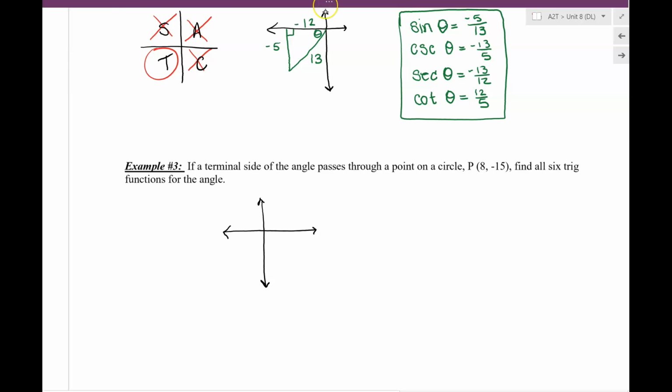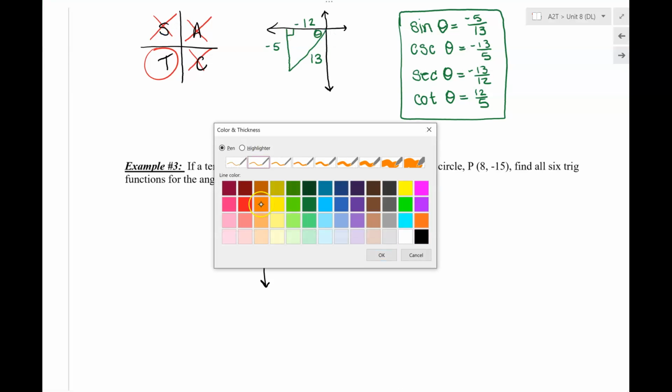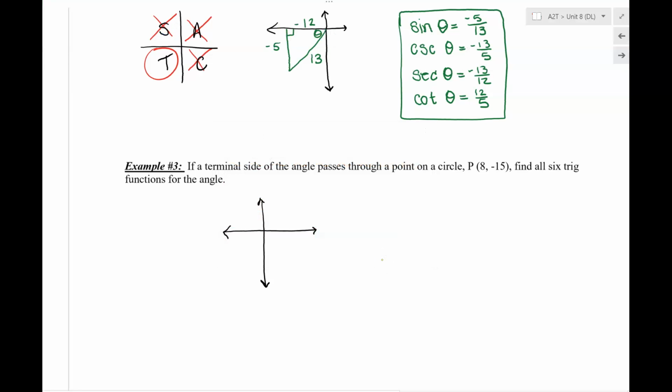Let me switch colors real quick. Those of you that are like, yeah, I don't need color. Yes, you do. Color's fantastic.